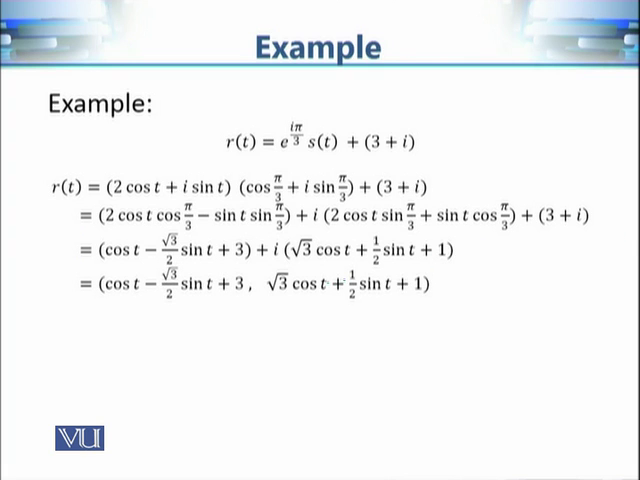Or we can write it down, instead of using iota, in the coordinate form as well. Now this is the linear transformation which rotates this ellipse by an angle of pi by 3, and it also translates it by this complex number 3 plus iota.